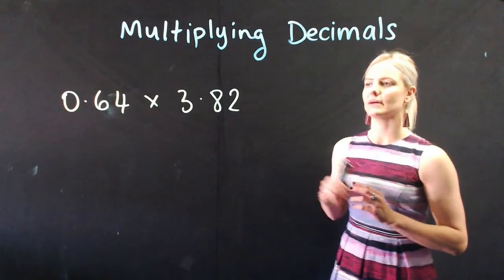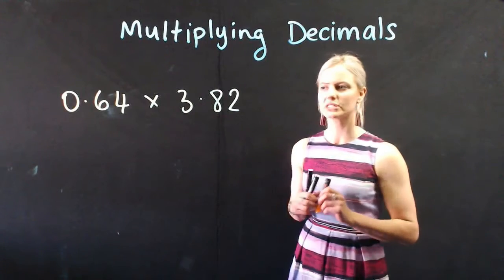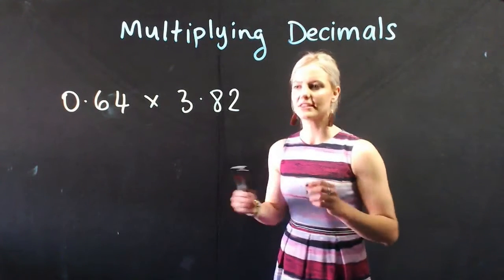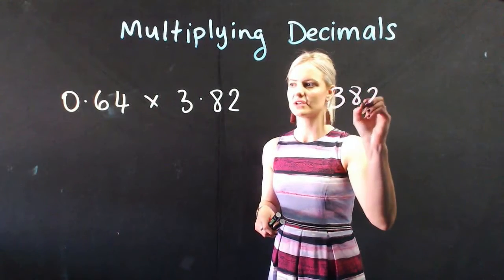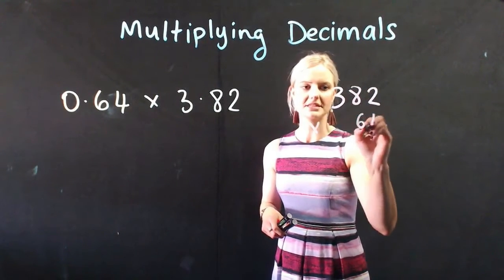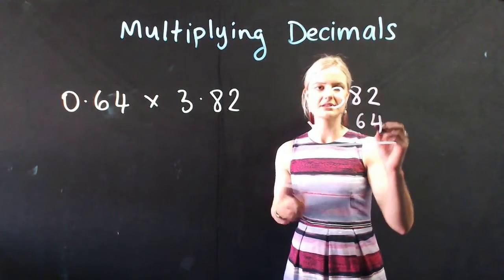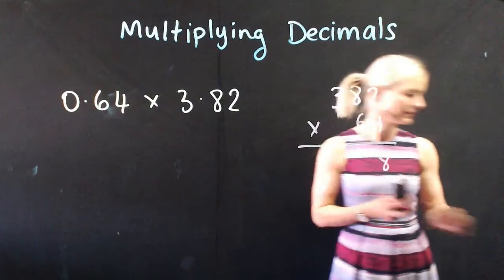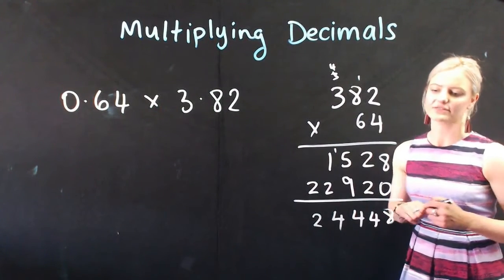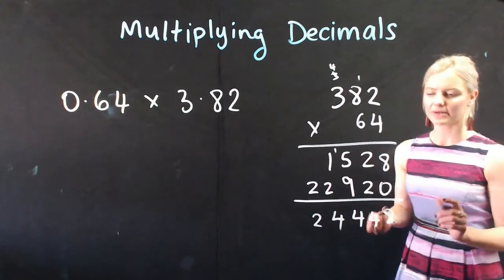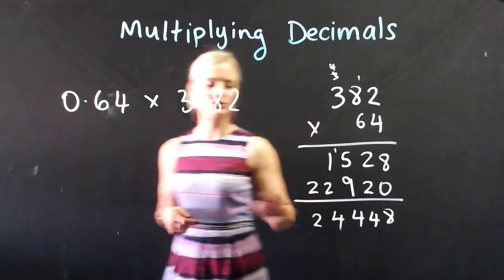As you have two numbers that both have decimals, it's the same situation. Pretend that the decimal doesn't even exist. Write it out as if they are just whole numbers, 382 multiplied by 64. Undertake that multiplication. The answer to that algorithm was 24,448.